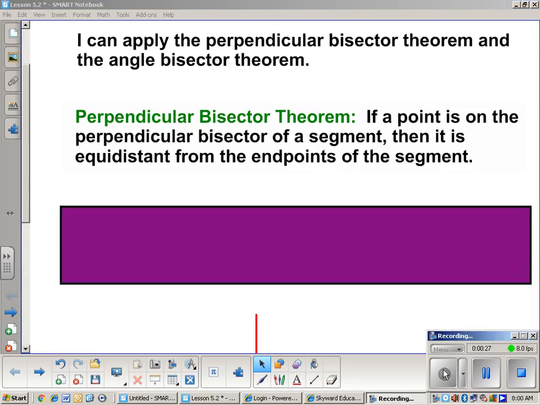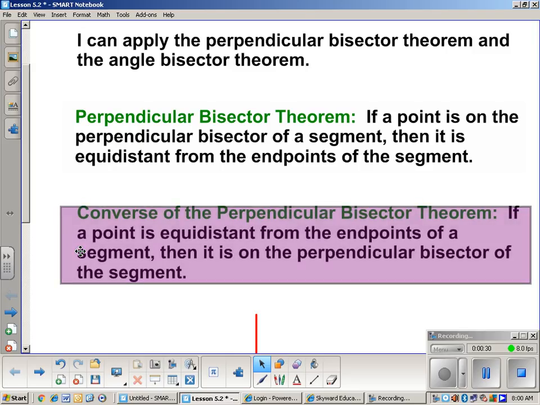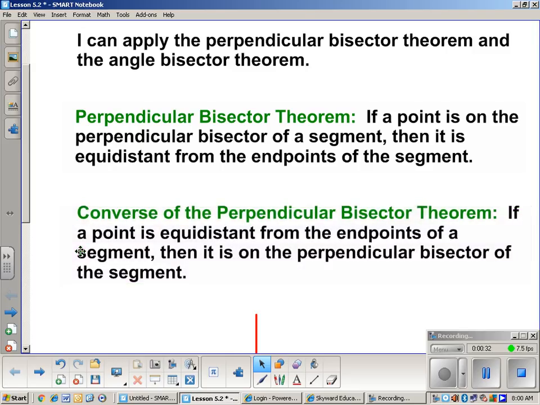The converse of this statement says if a point is equidistant from the endpoints of a segment, then it is on the perpendicular bisector of that segment. And again, we're going to talk about this. You start to see that I've got a picture drawn here.